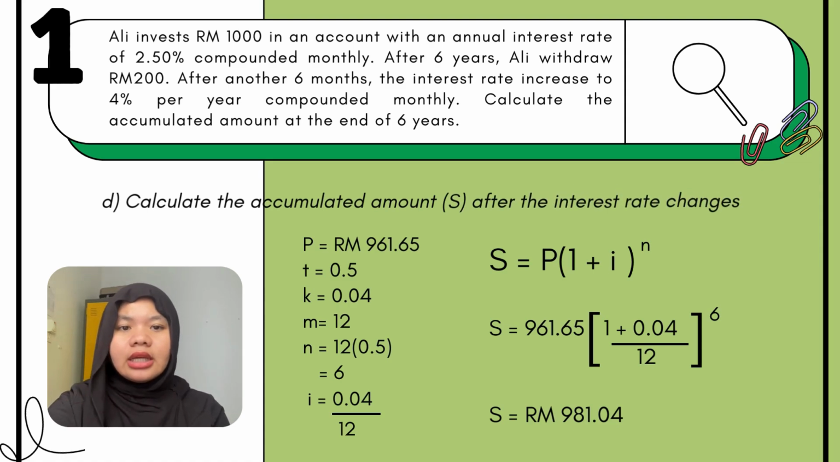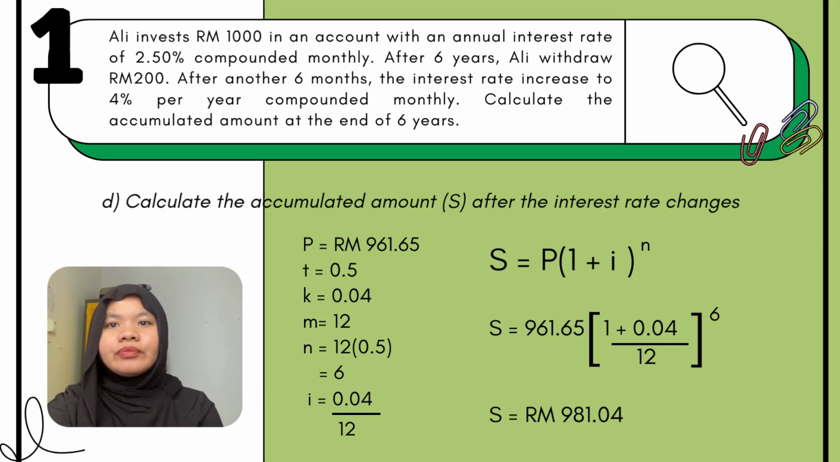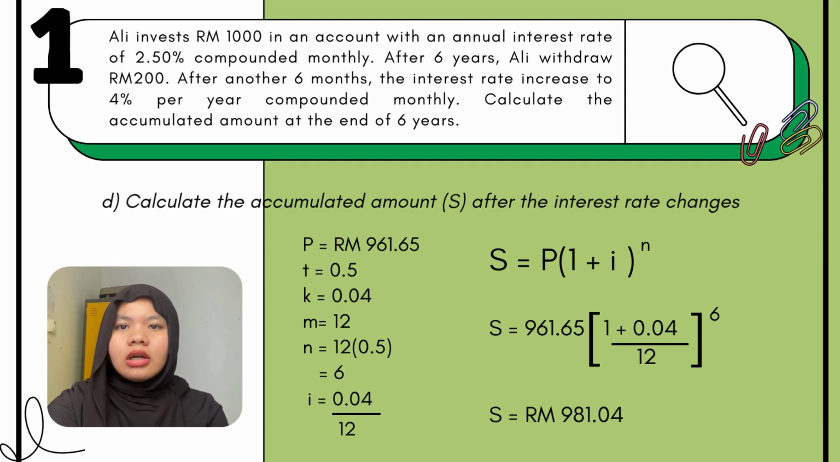The last one, D. Calculate the accumulated amount after the interest rate change. So based on the question, the interest rate increased to 4% per year, compounded monthly. So the first step, we can separate the new information. P is 961 ringgit and 65 cents. T is 0.5 years because the question only asks for 6 months. K is 0.04. M is 12. n is 6, which is 12 multiplied by 0.5. i is 0.04 divided by 12.